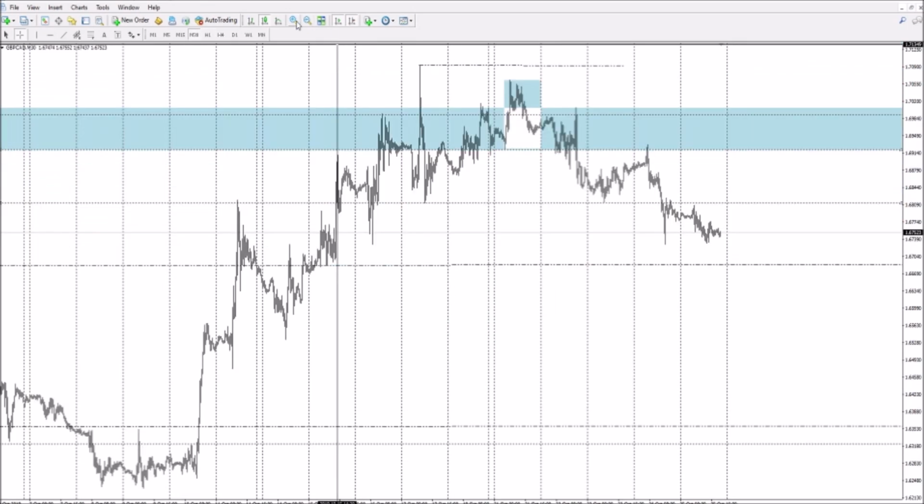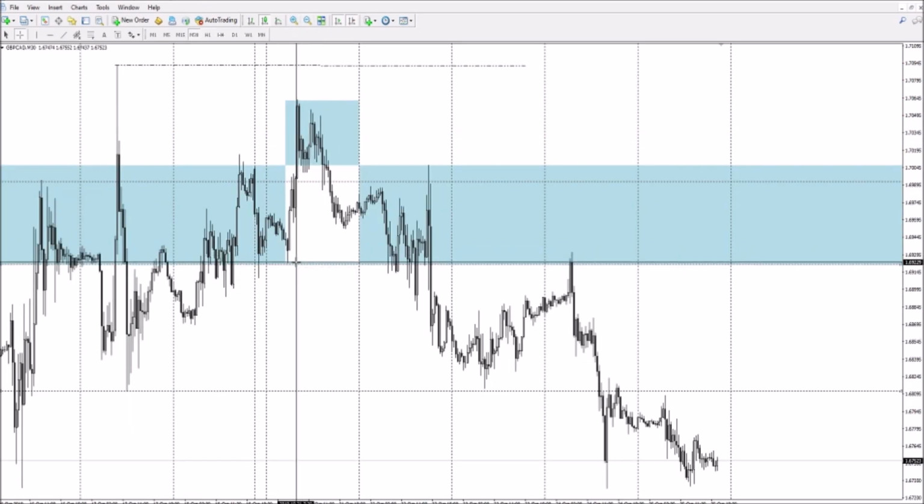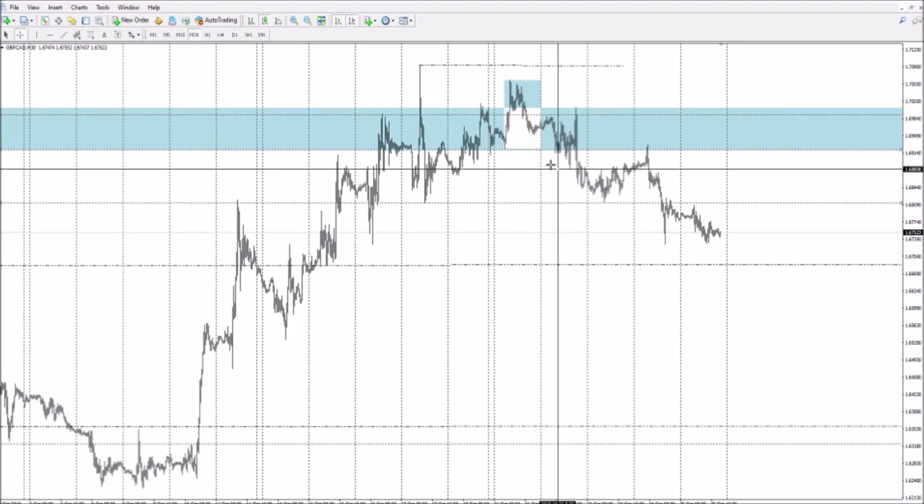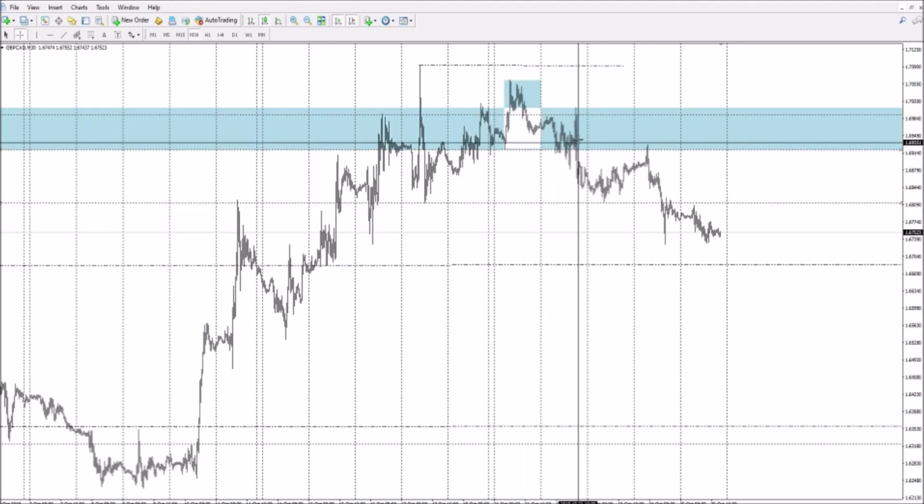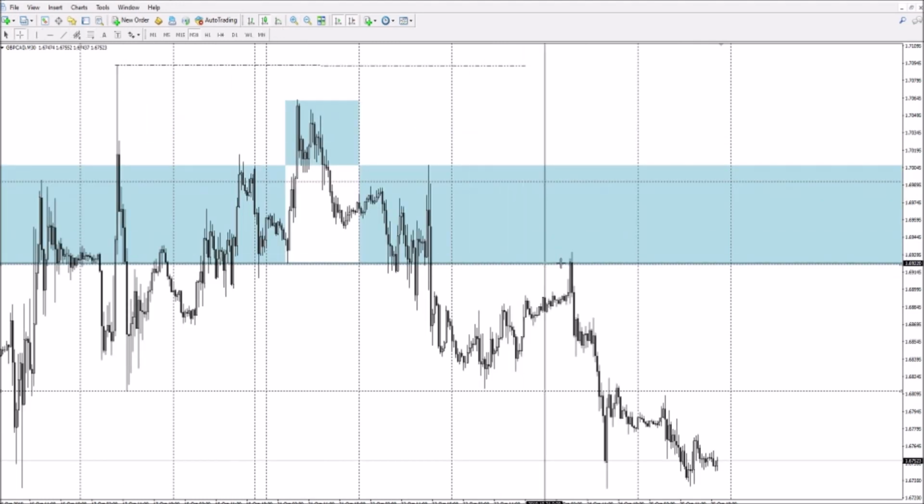Monday's range here. Monday's range broke below, hit the midpoint, sold off. That was quite a nice trade. Also, look at the touch on the bottom of Monday's low. Nice. So if you caught that, fair play.